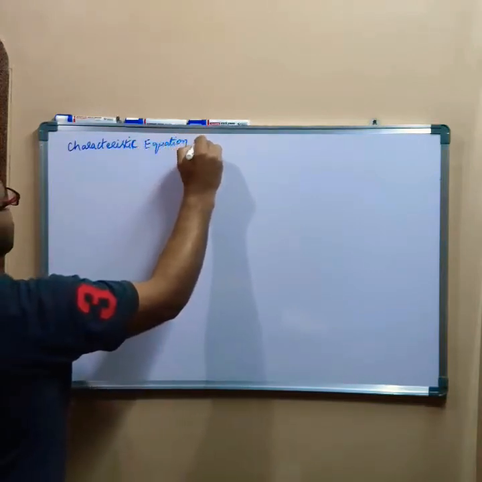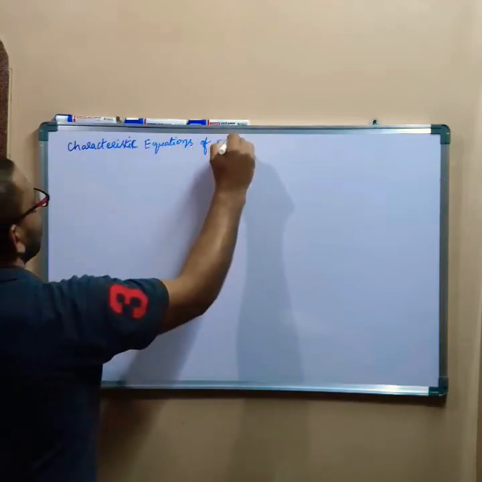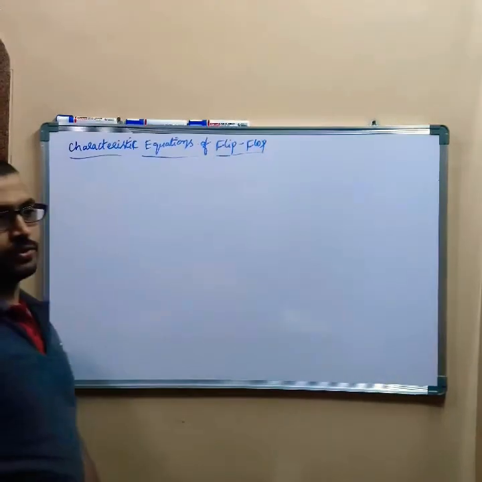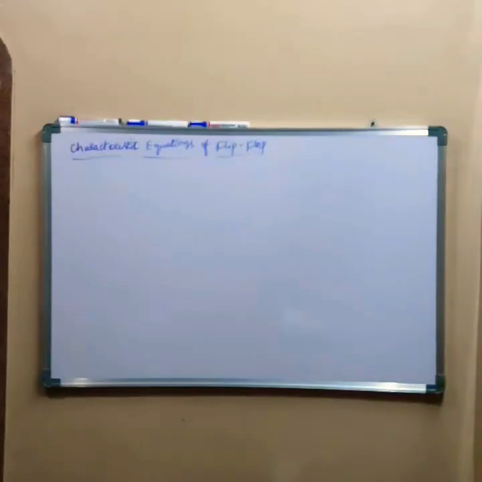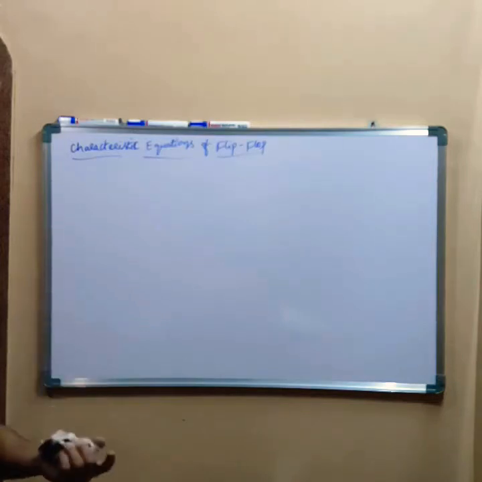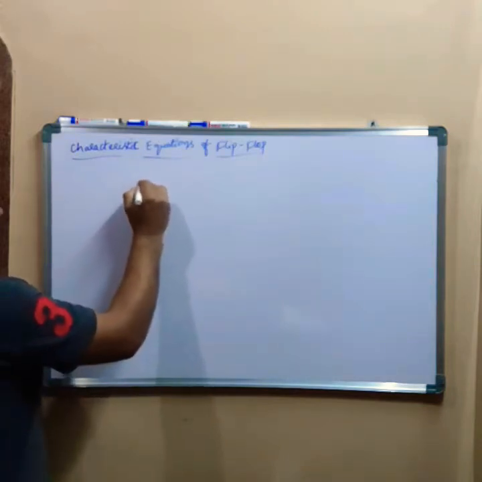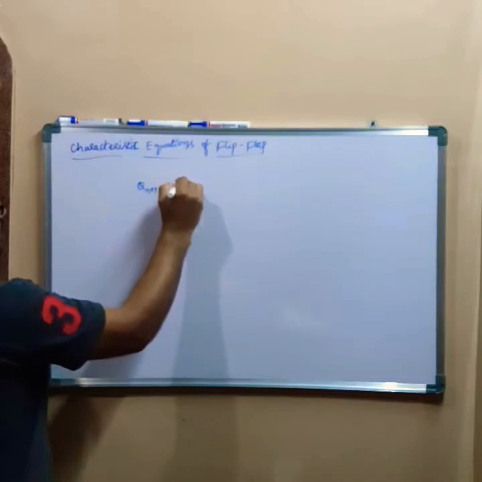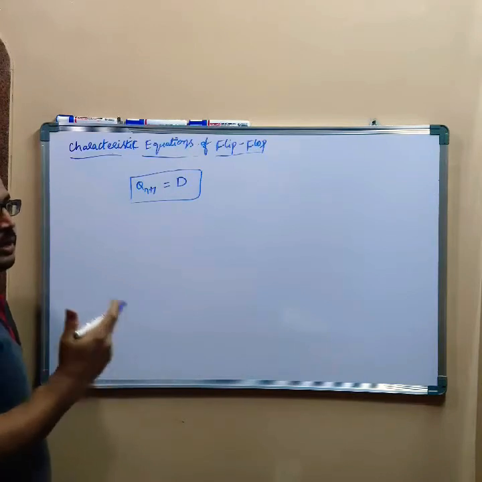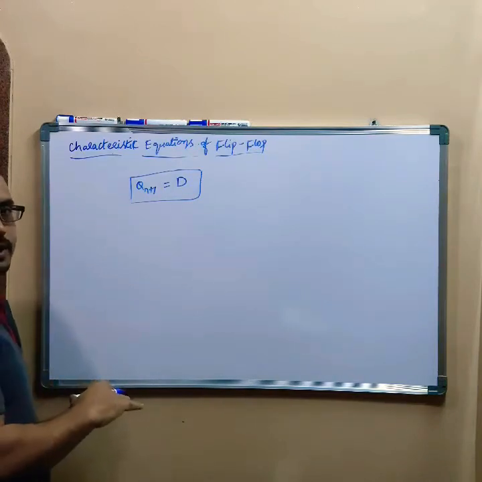Characteristic equation of flip-flop. As we have seen in combinational logic circuits, the output logic expression of so and so circuit or device is given. In the same fashion, there will be a characteristic equation for the flip-flop. Based on this equation, the next state is decided, right? So if we have D flip-flop, how will you define the next state? Qn plus 1 is equal to D. Whatever may be the D input you apply, the next state you get is equal to D.